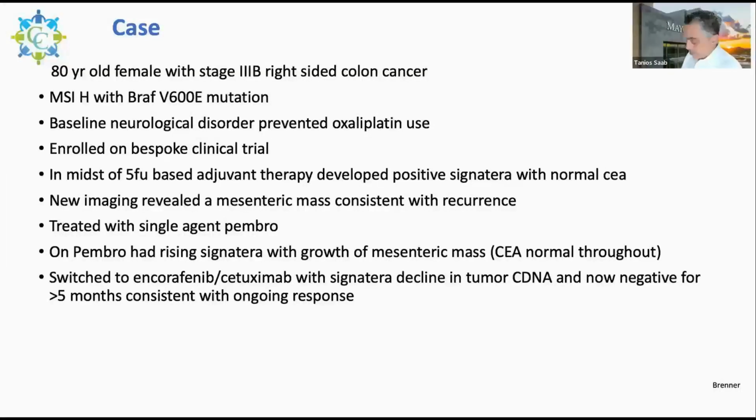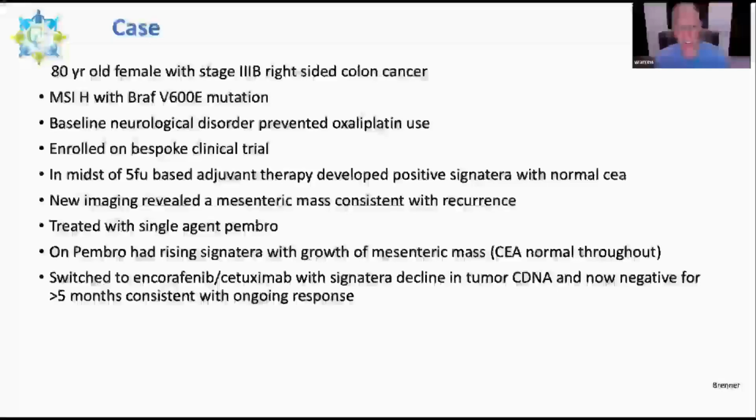Good, thank you. Yeah, this was an interesting lady. She had a right-sided colon cancer that was MSI high and BRAF mutated. She had quite a severe underlying neurological disorder, so we couldn't use oxaliplatin. She had a good functional status otherwise, and she was enrolled on the bespoke clinical trial, which was using the Signatera platform in patients with stage 2 to 3 colon cancer.